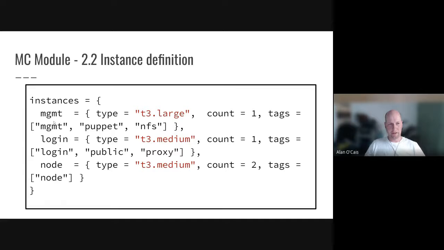This is configured, not surprisingly, right? This MGMT management node is configured as an MGMT type, and also has Puppet, and also is the host of the NFS. So you can do these with tags. And the login node is configured as a login node. It has a public IP, and it also has some proxy stuff as well. I'm not exactly sure what the proxy thing does, but that's also there.